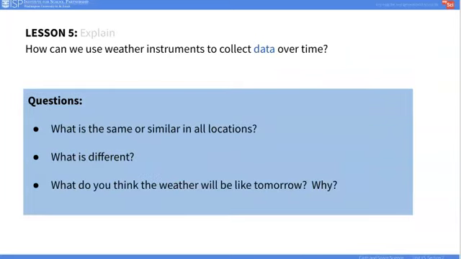In the Explain portion of this lesson, students will compare their data for similarities and differences between their locations. They will also use the data to make predictions about the next day's weather. Students should support their claims with evidence. Students will continue to collect data throughout this unit, making observations about weather patterns over time.